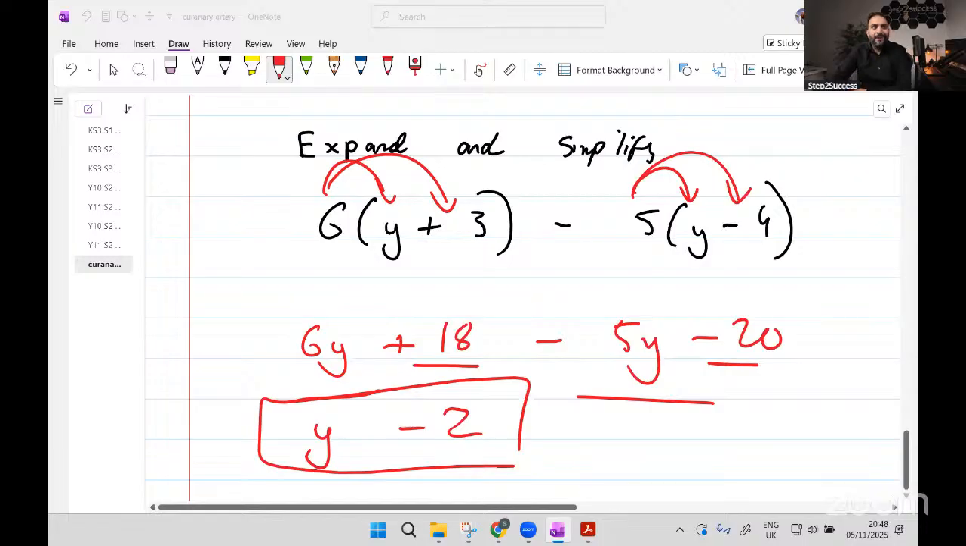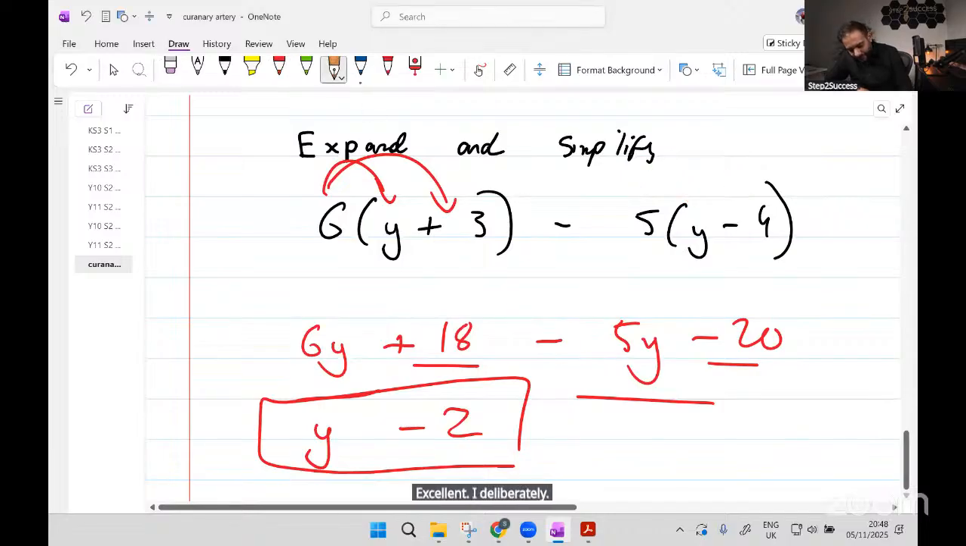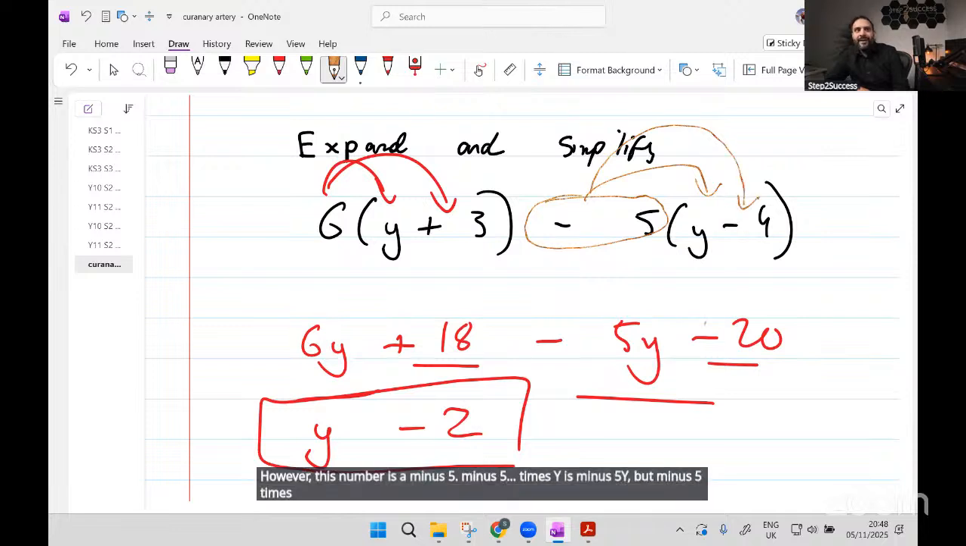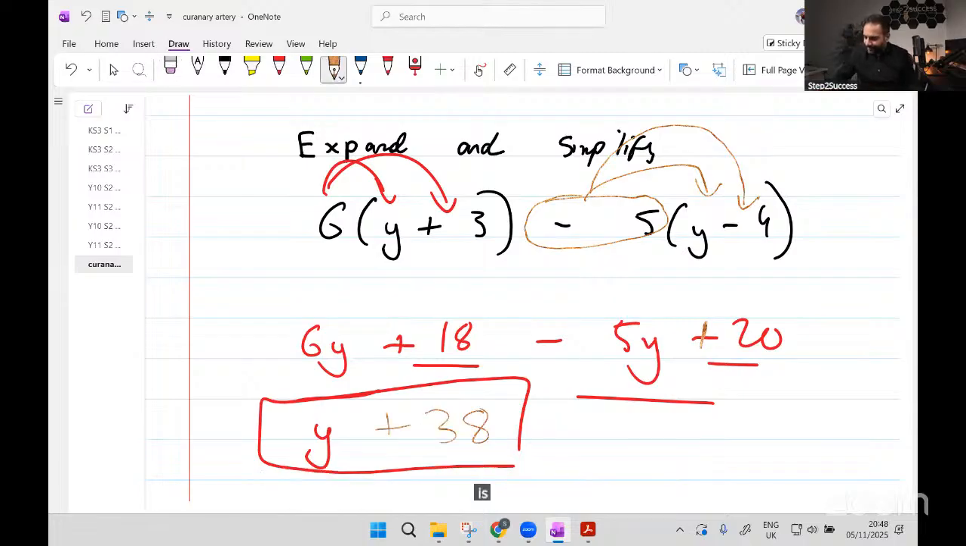Minus 5 times minus 4 is not minus 20. Excellent. I deliberately spaced this out a little bit. However, this number is a minus 5. Minus 5 times y is minus 5y, but minus 5 times minus 4 is plus 20. 18 plus 20 is 38, and that is the answer to that question.